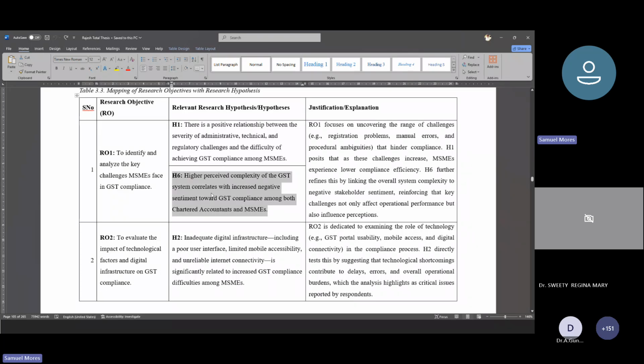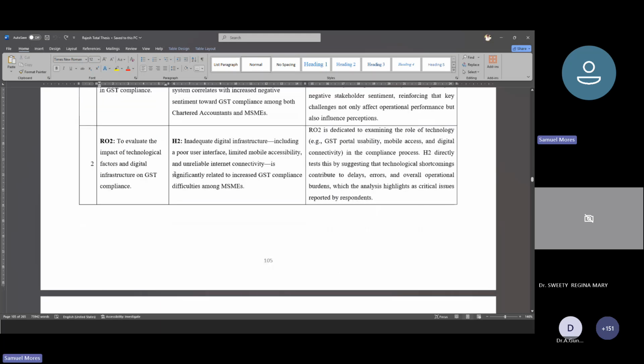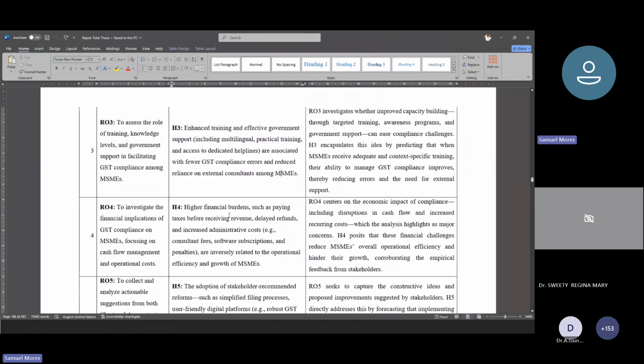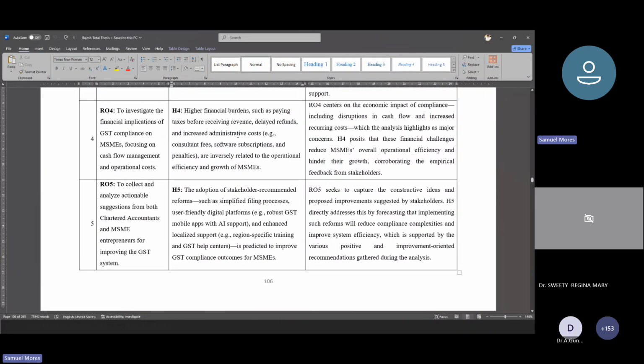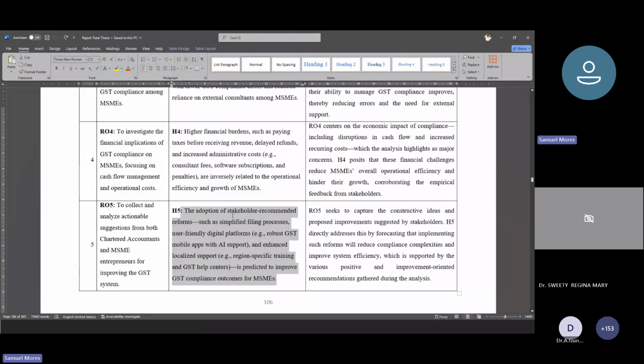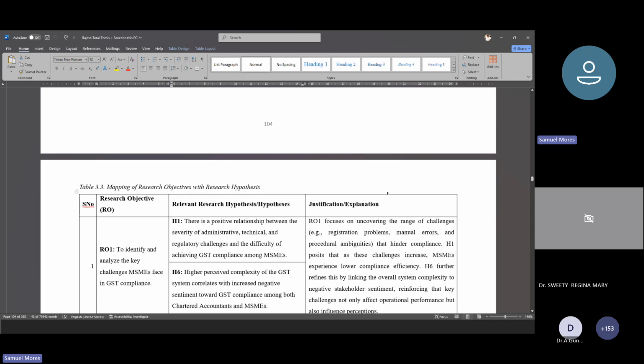Here, hypothesis 1 also is connected to objective 1. Okay, objective 2 is connected to hypothesis 2. Objective 3 is connected to hypothesis 3. 4 is connected to 4th. Fifth objective is connected to fifth hypothesis. And a justification and explanation is also provided.